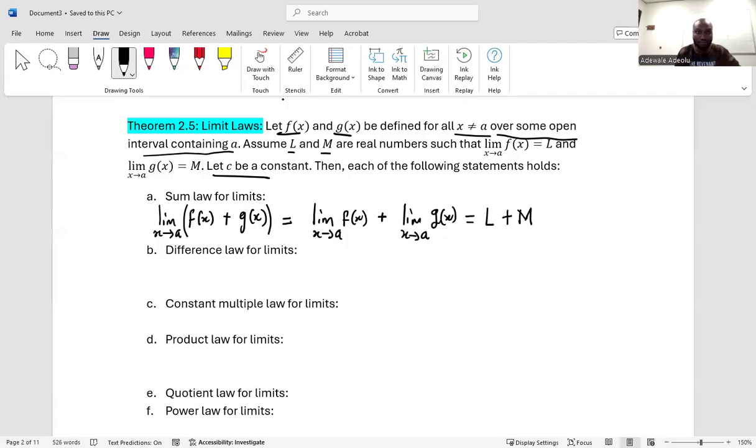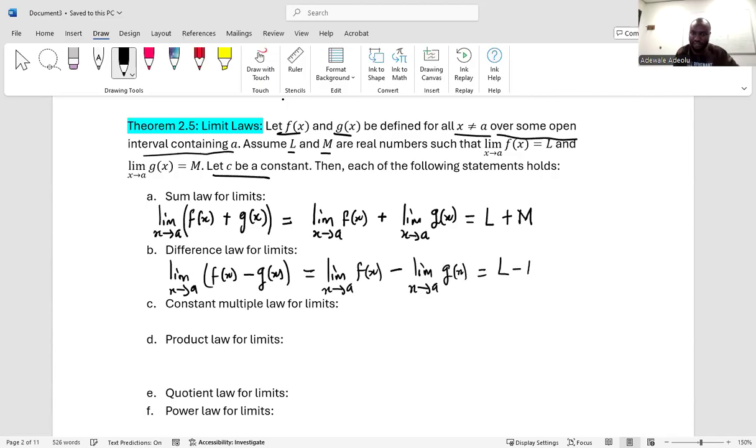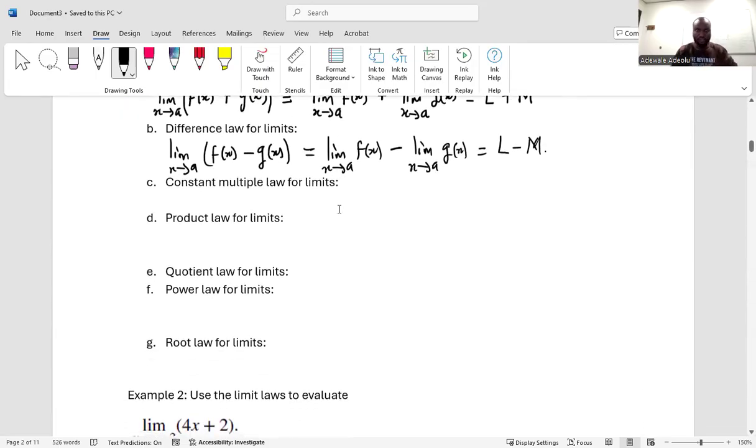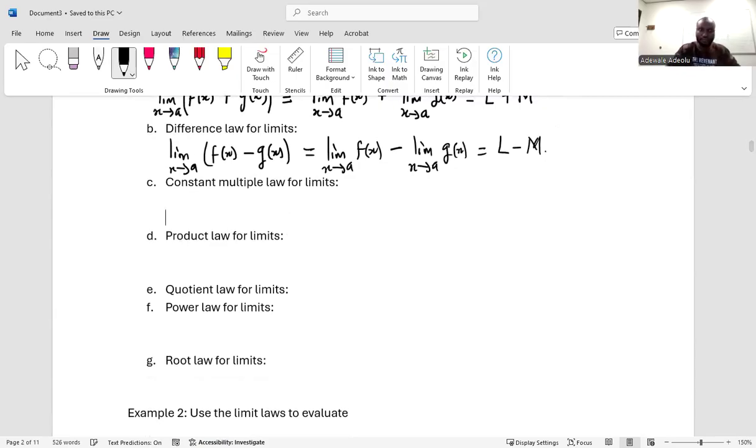The same thing happens when we are subtracting. I will just write this down because it is the same thing, subtracting two functions. So we will have this. We can move the limit inside: the limit as x goes to a of f of x minus the limit as x goes to a of g of x, and that is L minus M. So we have two laws. Let us move on to another one.